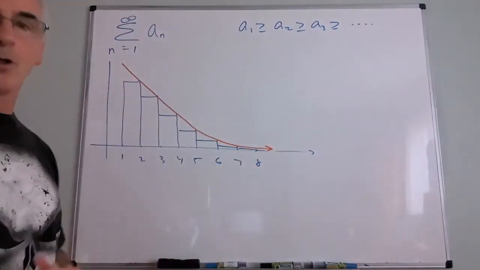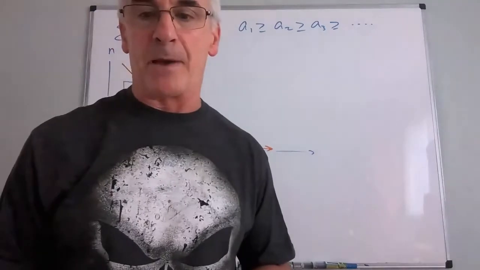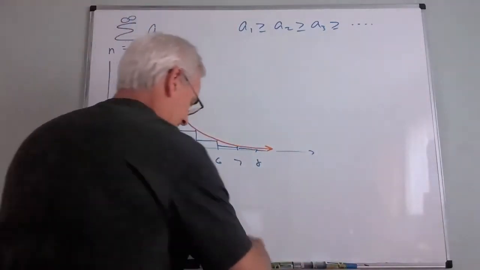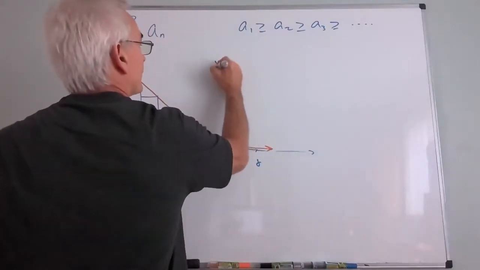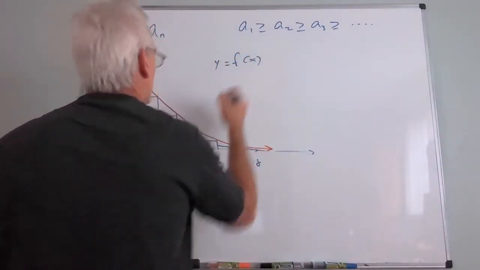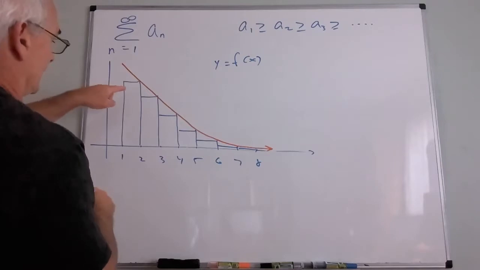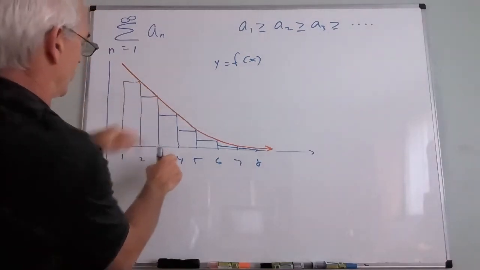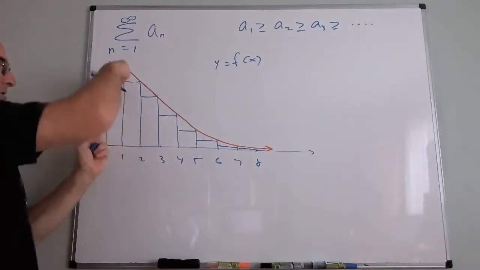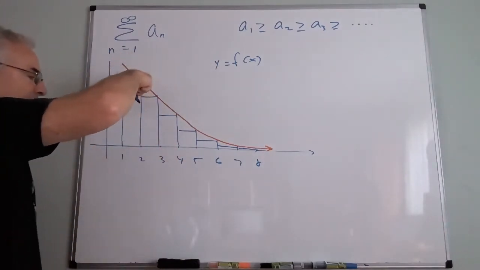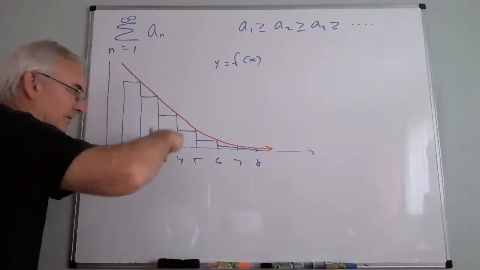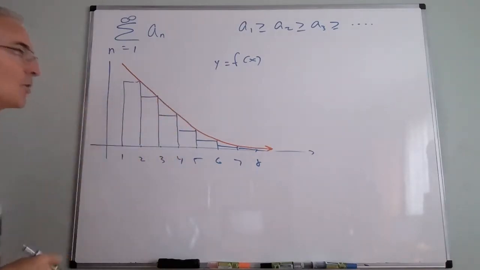Okay, and let's call our curve, for lack of a better name, let's call our curve y equals f of x. Where this would be f of 2, this would be f of 3, this would be f of 4, and so on. And you notice where I started my rectangle. I started it going this way. So the height of this rectangle is simply a2. The height of this rectangle is simply a3. The height of this rectangle, and so on.